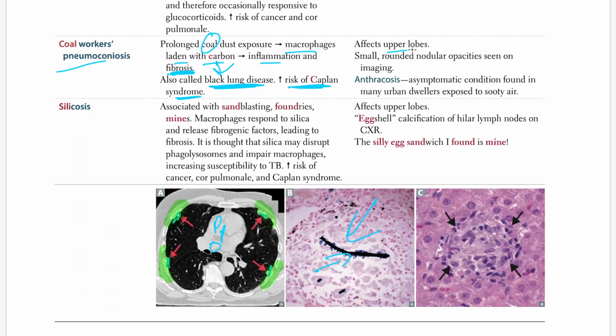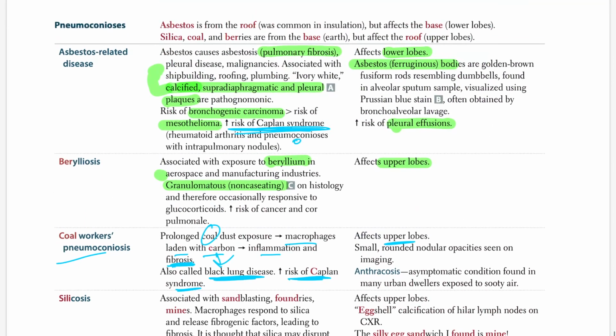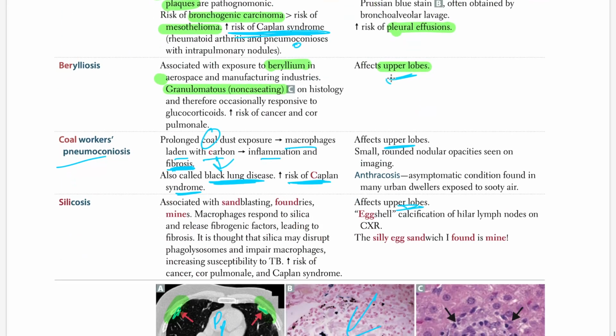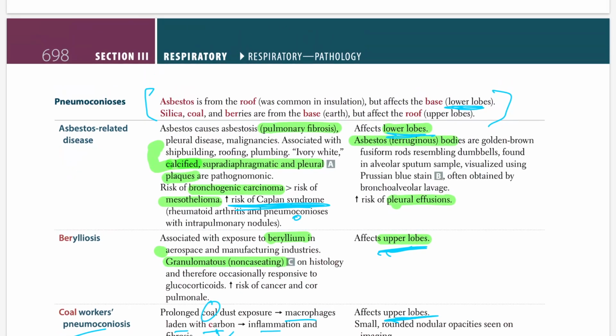It affects the upper lobes. Okay, how about this? Let's just make things simple. Everything else, as we talked about in the first line, everything affects the upper lobes except the asbestosis, which affects the lower lobes. If you look here, brucellosis, upper lobe, silicosis, upper lobes. Only one thing is lower lobe, which is asbestosis.